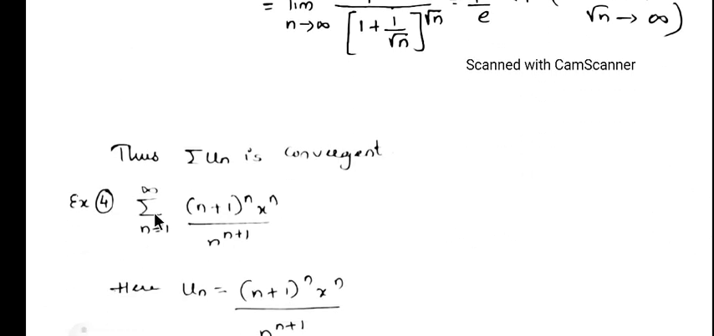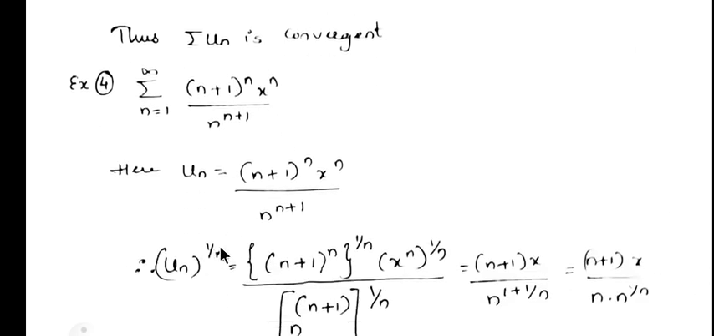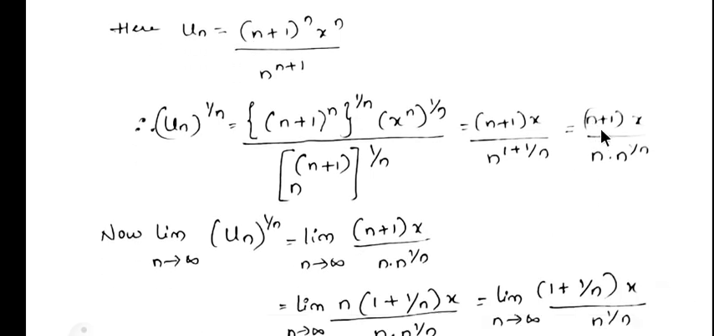Next example, summation n is equal to 1 to infinity of (n plus 1) whole to the power n into x to the power n divided by n to the power n plus 1. Here this is your un. Now write un to the power 1 by n. Simplify it. We are going to get the answer (n plus 1) into x divided by n to the power 1 plus 1 by n. Now apply the limit for this.